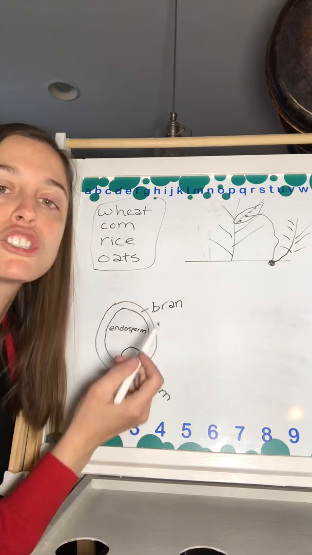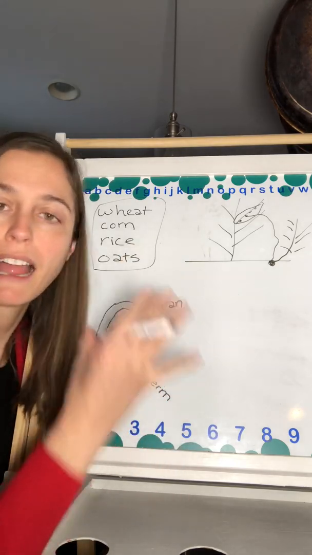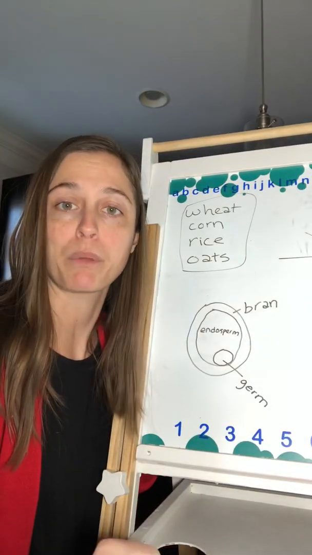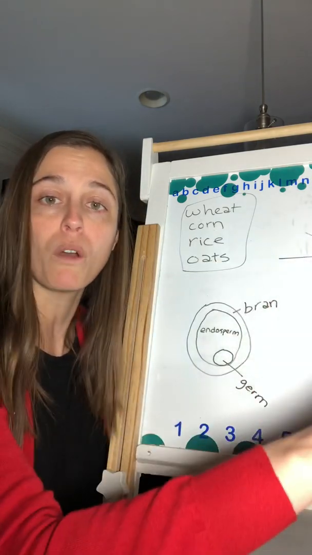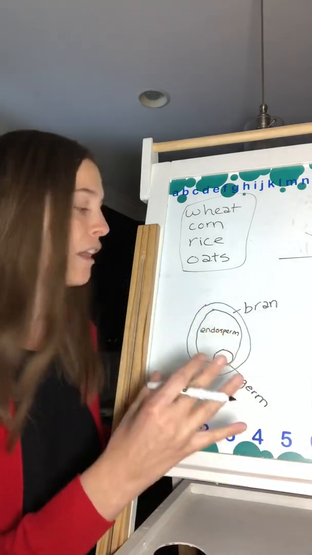The bran's job is to protect the plant, okay? Bran is this fibrous outer layer that makes it so that if the plant does get eaten by a bird, it doesn't get digested, it just gets pooped out and can regrow a new piece of grass. So it's a very protective, very hard, fibrous outer layer.